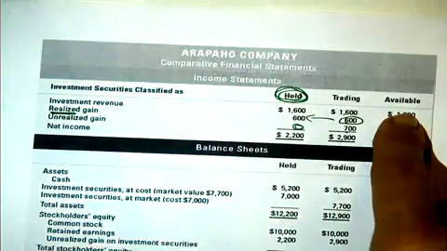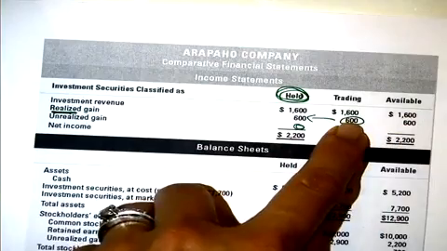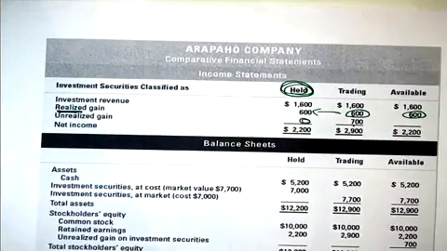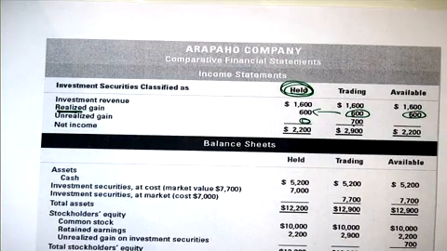Likewise, available for sale. Same deal. Realized gains always show up on the income statement because they have been realized. The stock was sold. How come there's no unrealized gain or loss on available for sale? We know available for sale must be recorded at fair market value. Why is there no unrealized gain or loss on the income statement for available for sale? Where is it? Is it somewhere else? Where?